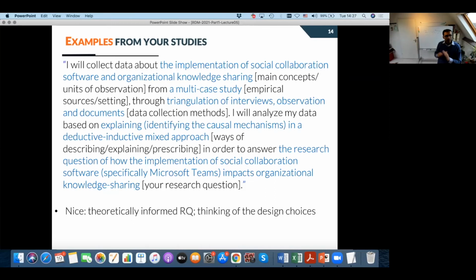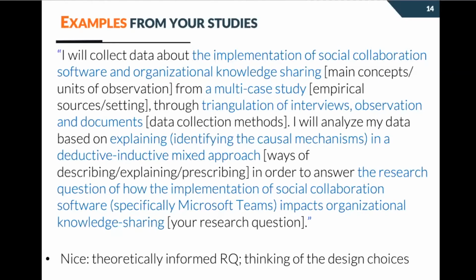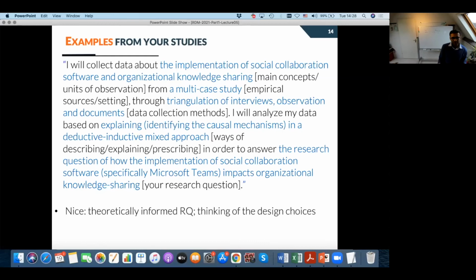Mhm. So conceptual narrowing, perfect. Empirical narrowing, you put in the method section. Good. So what are the key concepts here? Right. Organizational knowledge sharing makes sense. Social collaboration software is a thing because it's a software. Mhm. What is a concept that you would actually replace this thing with?